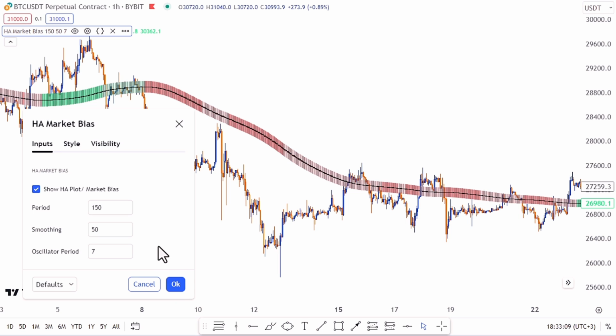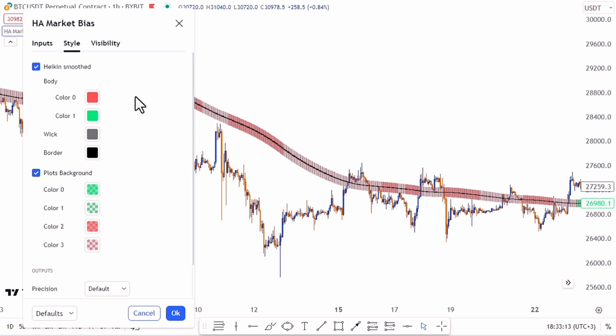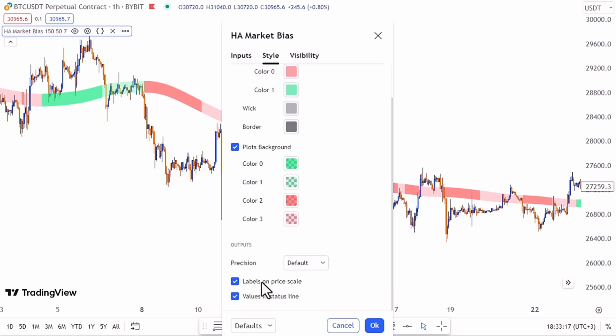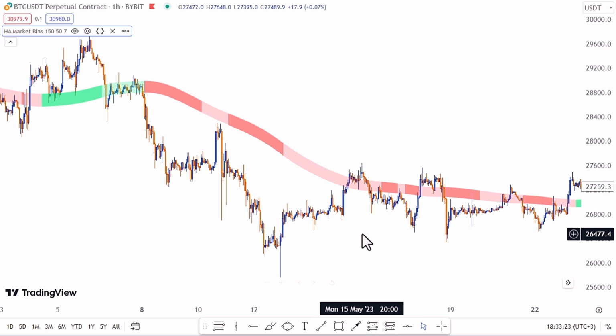Now that we properly configured the input settings, let's navigate to the style settings. Here we'll be removing the Heikin-Ashi candlesticks since the line already reflects the value of the Heikin-Ashi candlesticks. That was all we needed to do.